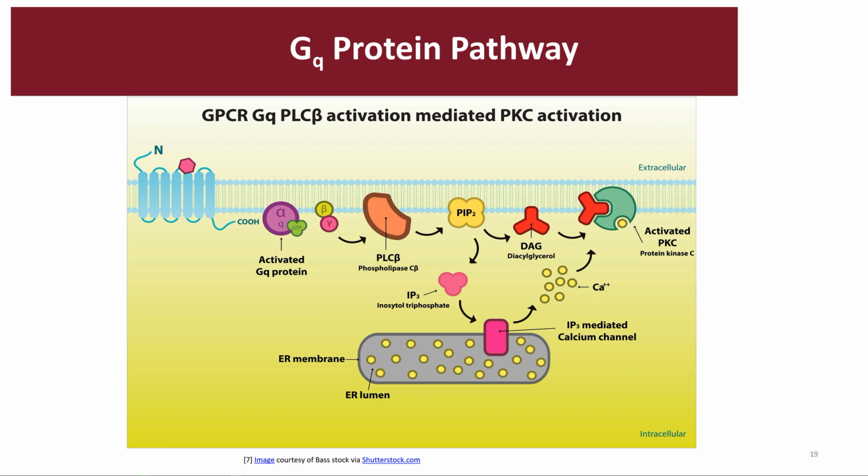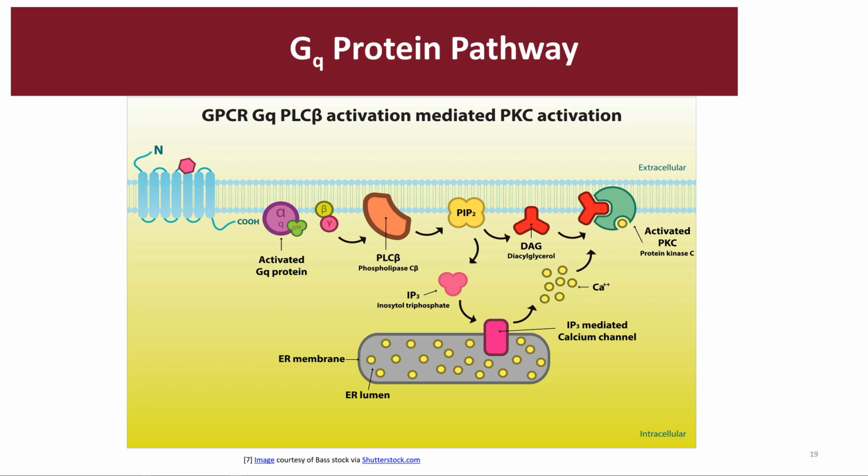Let's take a look at the GQ pathway. The GQ pathway is also known as a phospholipase C activity. In this case, after the first messenger binds to the receptor, the alpha, beta, gamma subunits begin to activate. The alpha interacts with GTP and will target the effector enzyme phospholipase C.